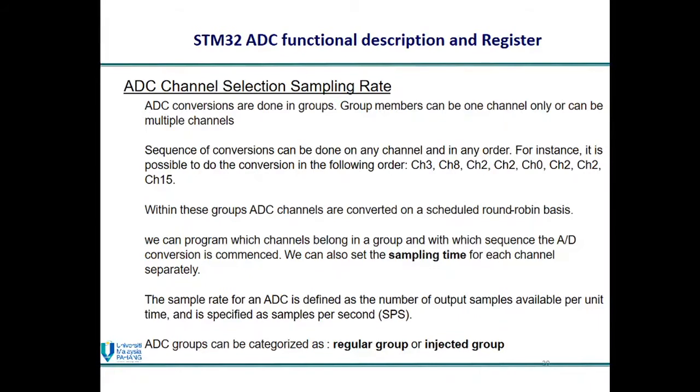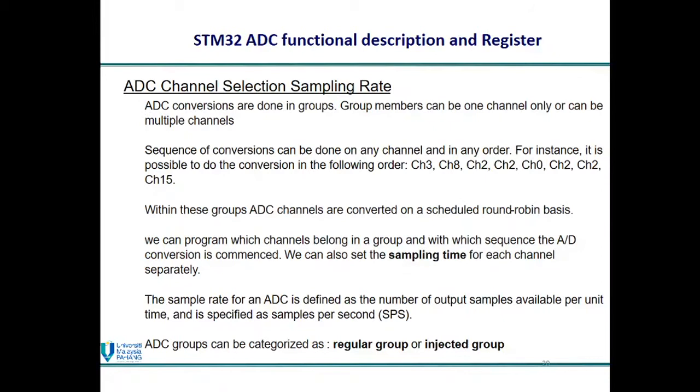Okay, before we can use the ADC peripheral, we need to know the ADC channel we want to use and also the sampling rate for each channel. The ADC conversions are done in a group, and group members can be one channel only or multiple channels. If you are using multiple channels, the sequence of conversion can be done on any channel and in any order. For instance, it is possible to do the conversion in the following order: channel 3, channel 8, channel 2, channel 2, channel 0, channel 2, channel 2, and channel 15.